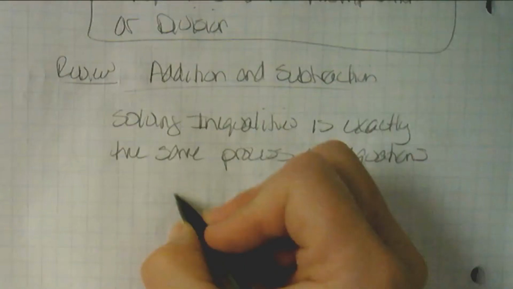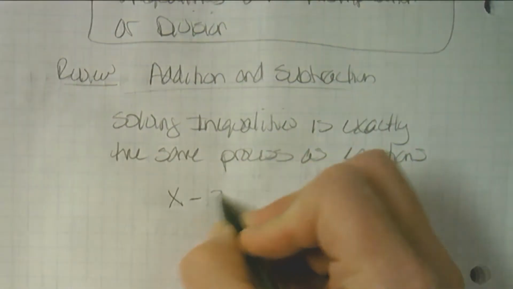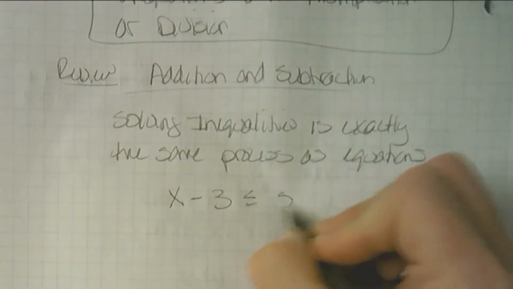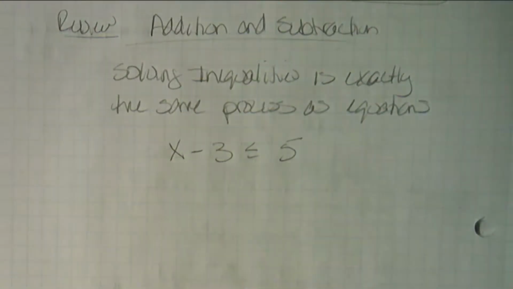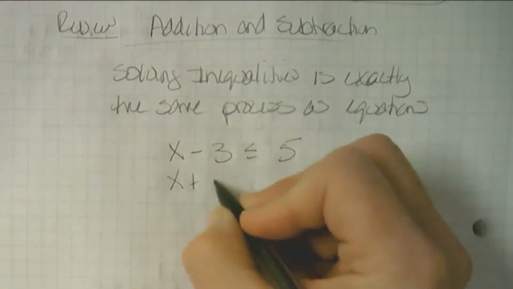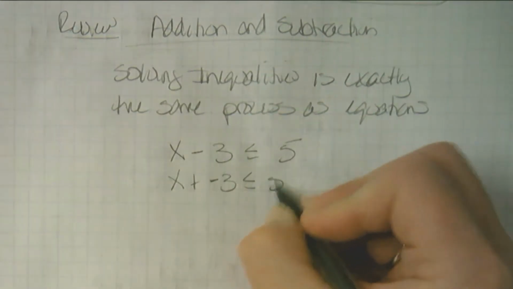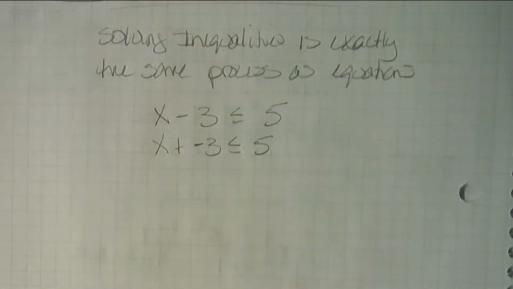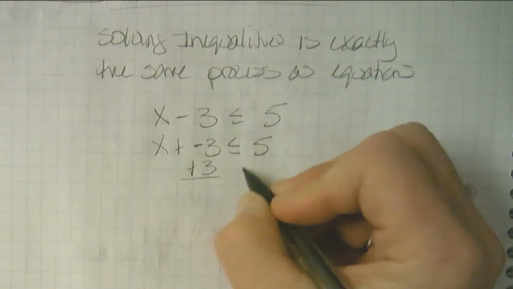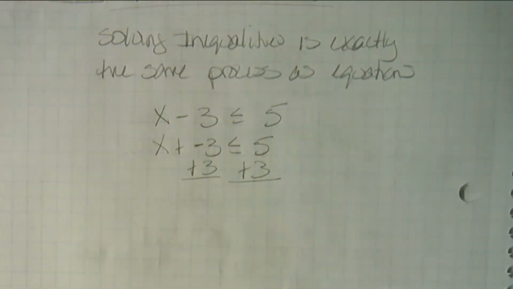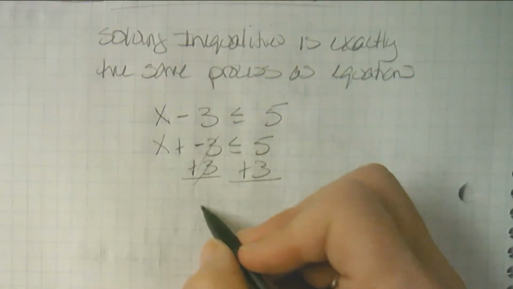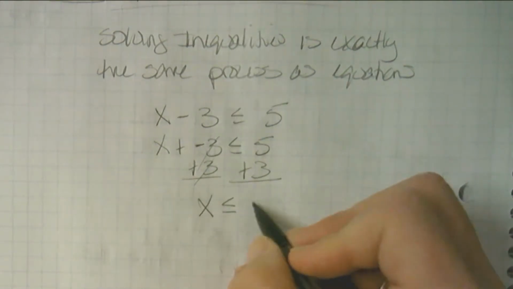All right, so if we have something like x minus 3 is less than or equal to 5, the first thing we know that we have to do is adding the opposite. And then we all know that we have to add a positive 3 to a negative 3 to make it that 0. So I have x plus 0, or just x, is less than or equal to 8.